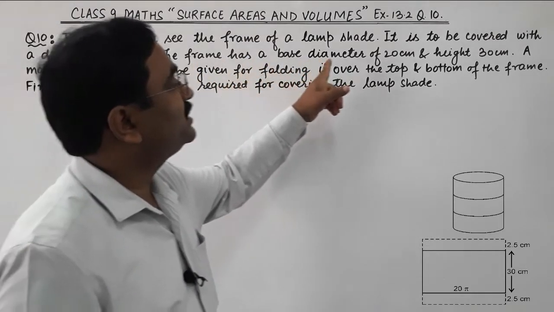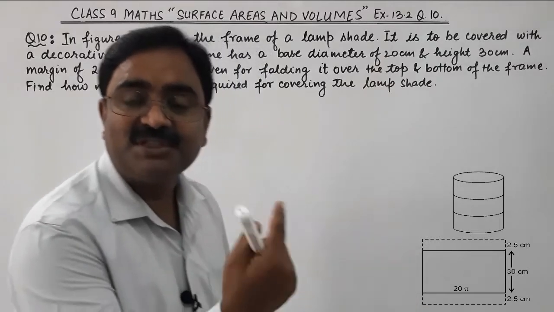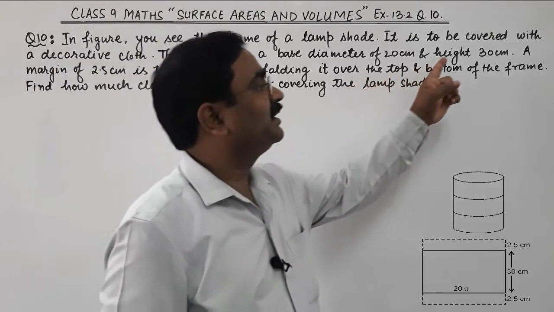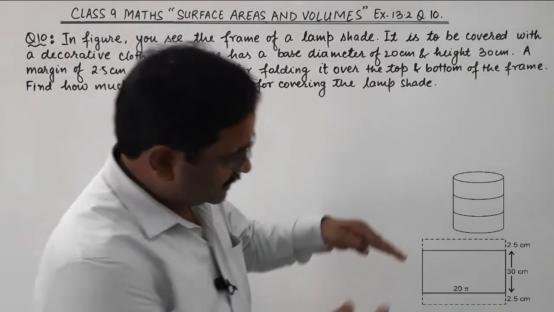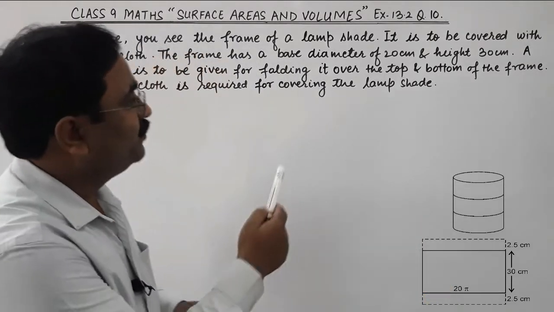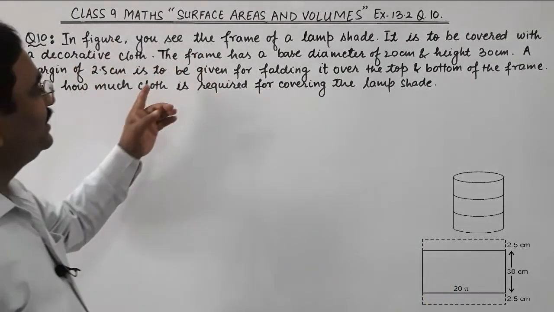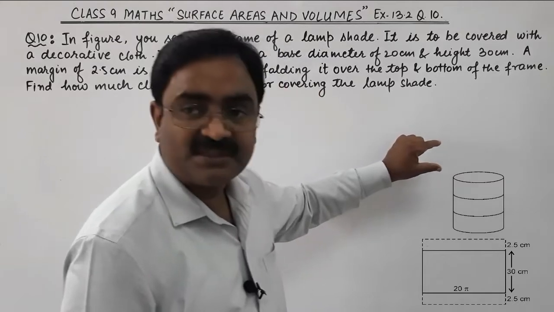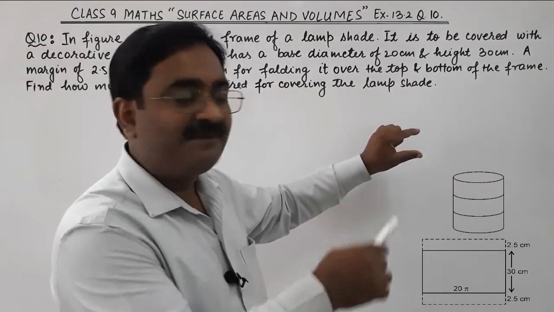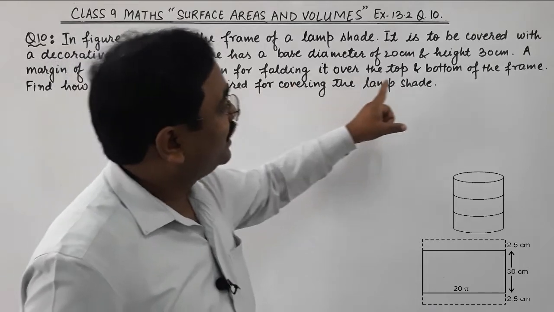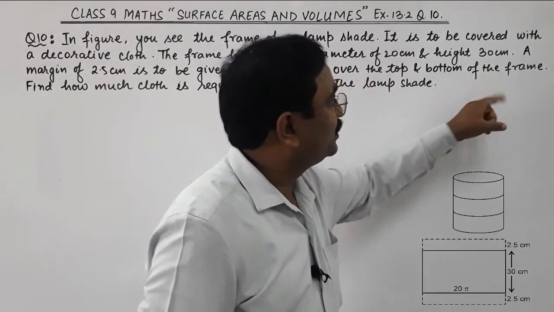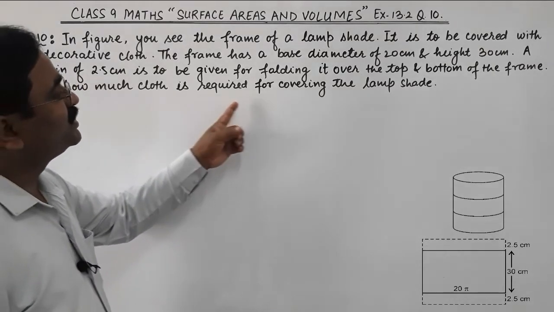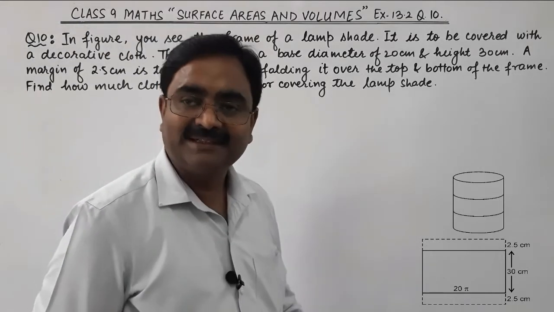The frame has a base diameter of 20 centimeter. What shape is this frame? It is a cylindrical shape. The diameter of the base of that frame is 20 centimeter and its height is 30 centimeter. Now a margin of 2.5 centimeter is to be given for folding it over at the top, 2.5 centimeter at the top for folding extra, and 2.5 centimeter for the bottom to cover the frame. Find how much cloth is required for covering the lampshade, right?